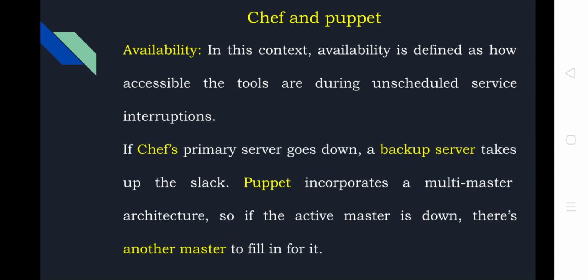If the Chef primary server goes down, a backup server takes up the slack. That means if the system goes down, Chef has a backup server concept which will change the situation. Whereas Puppet incorporates a multi-master architecture, so if the active master is down, there is another master to fill in. So Puppet is a multi-server, multi-master architecture, whereas Chef has a backup server. This is how they manage the availability of the tool.